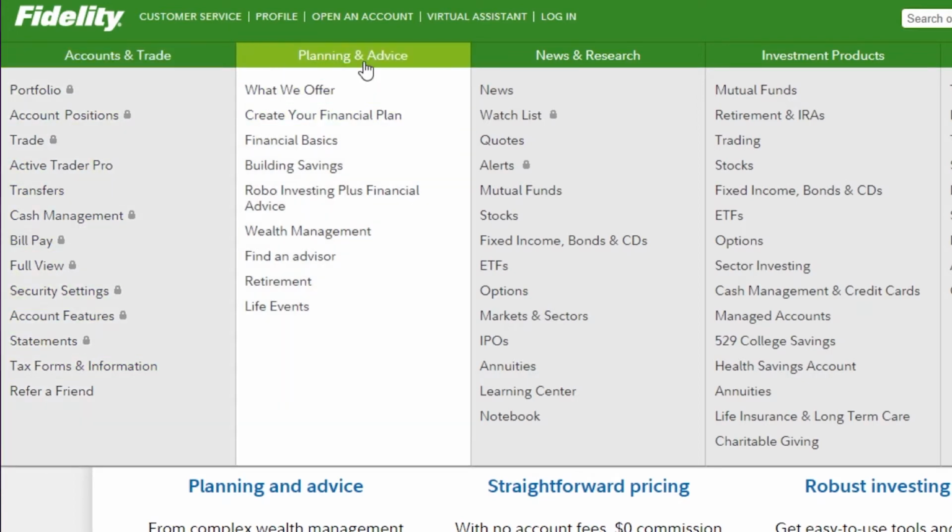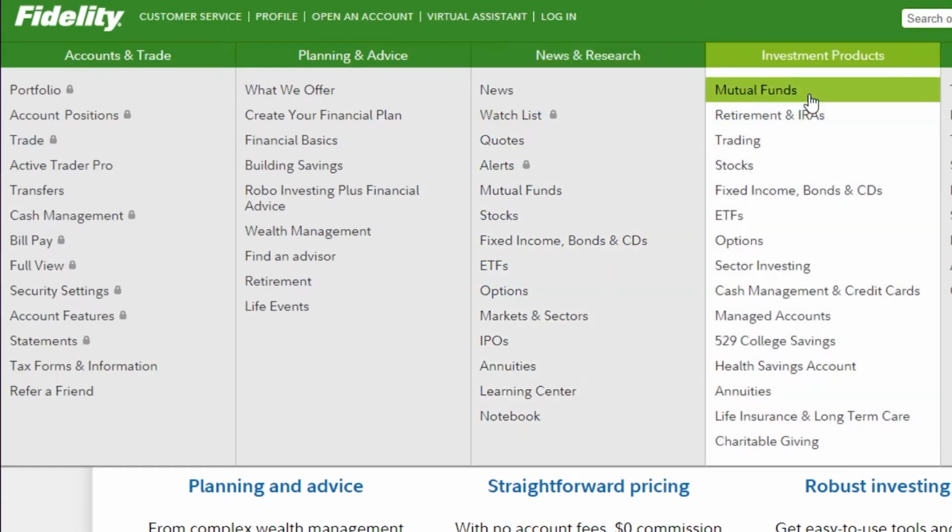Again, if we go to planning and advice, we can see building financial basics, building savings, wealth management, find an advisor, retirement plans. This is good, right? For your retirement account, Fidelity is much better than WEBULL, because you will find the advisors, and they have this wealth management. So that's pretty amazing. If we go to planning and advice, Fidelity is much better than WEBULL. If we go to news and research, you will be able to get all of this information.